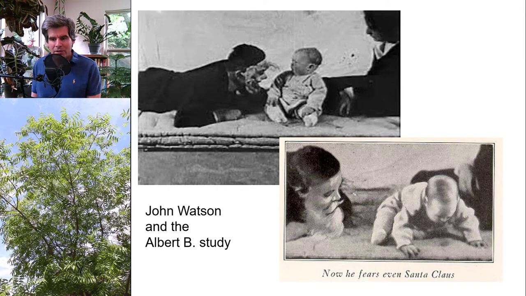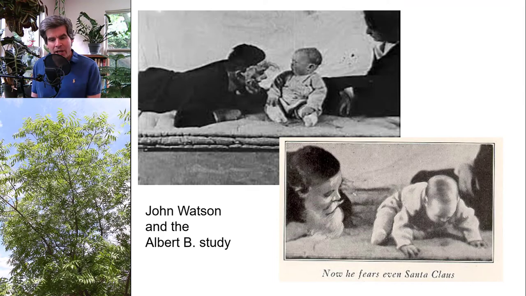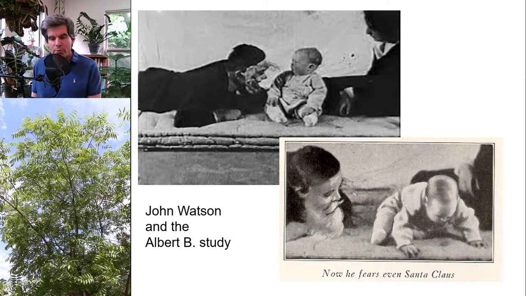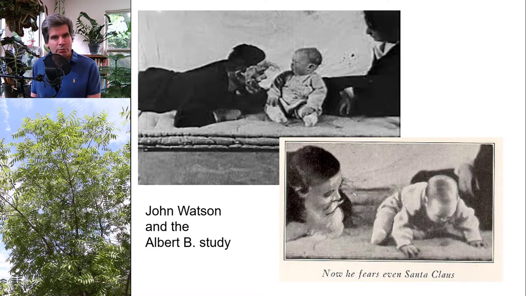Watson was attempting to create a lasting fear in a child. And as it turned out, Albert's mother removed him from the study and moved before Watson took any steps to remove the child's fear. He did not use any safeguards to try to make sure that the child would not be harmed by the study.